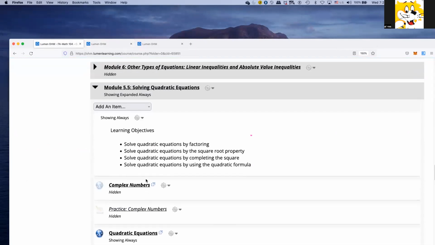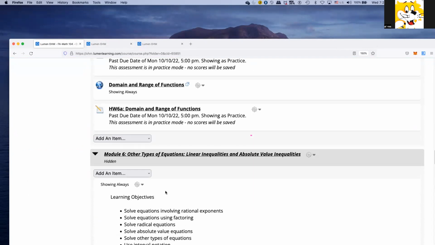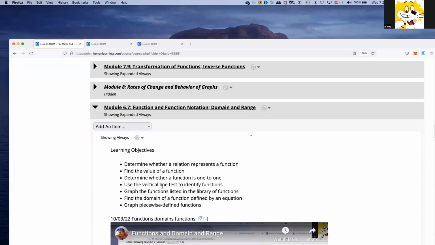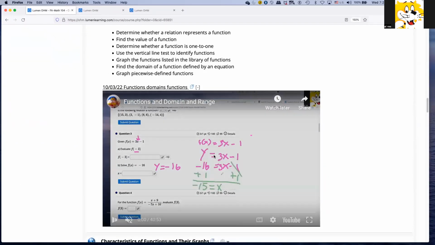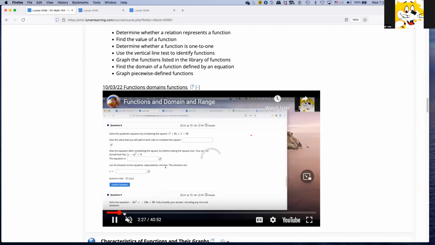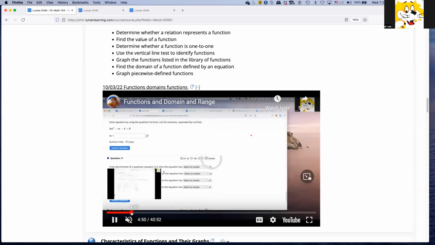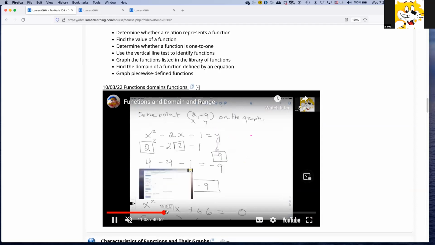So if we go to 10.3, which is module 6.7, I should say, right here, 6.7. On this video, we put play and I start going over the values right there, see? And then after I did this, I went into domain and range. And I said, in order for us to find the domain, we've got to make it equal to 0 if we're given an algebraic expression. And I did that as well.